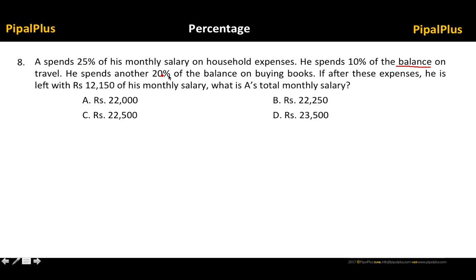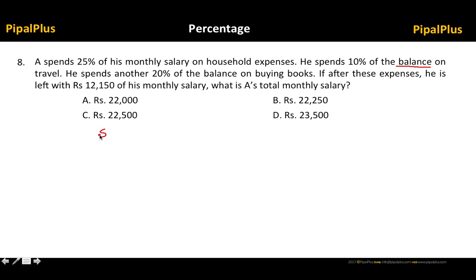Then again, this time after the second deduction, whatever balance is left, he spends 20% of that on books. And after making all of these three expenses, he's left with this amount. So we have to compute the original, the starting salary. Okay, so let's start with the starting salary.